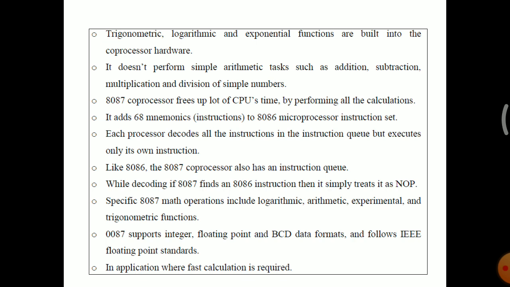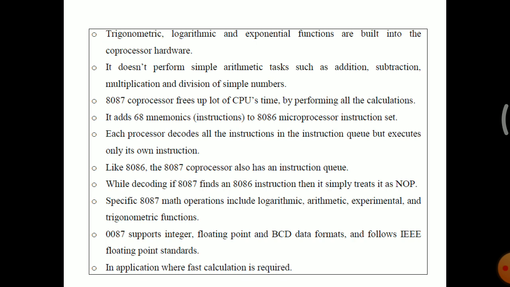To identify the math coprocessor's instructions, an escape instruction is used or preceded in every instruction of 8087. That is, every instruction of 8087 has preceding letters ESC, that is escape, such that microprocessor 8086 can understand that those instructions are supposed to be executed by the 8087 math coprocessor.